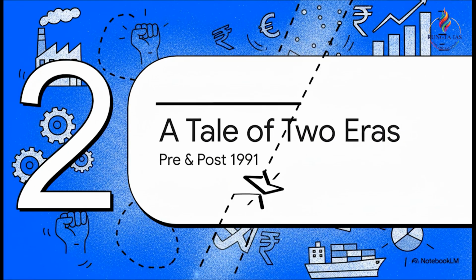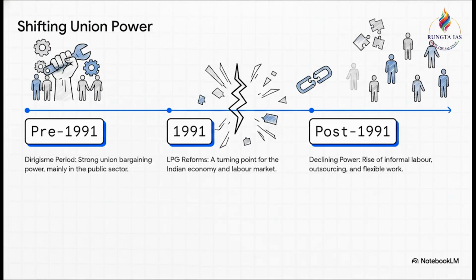Right, and to really understand what's happening today, we have to look back. You can think of the story of trade unions in India as a tale of two very different eras, with the economic reforms of 1991 being the great dividing line. This timeline really shows a dramatic shift. Before 1991, in the era of dirigisme, that's just a term for a state-controlled economy, unions had real clout, especially in the public sector.